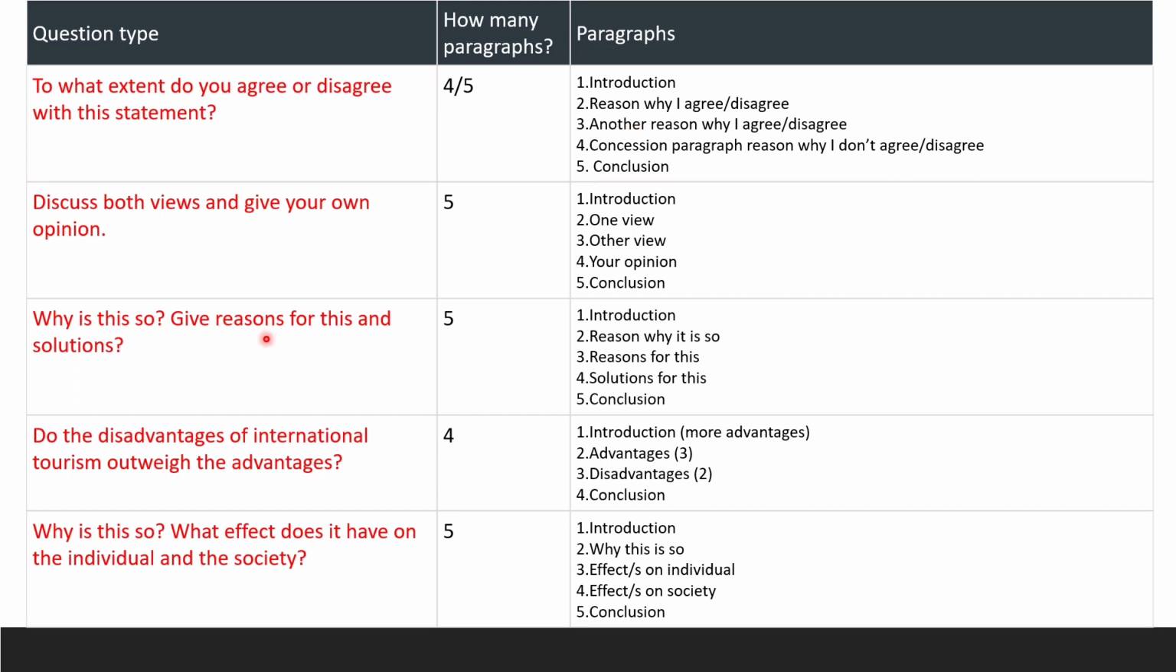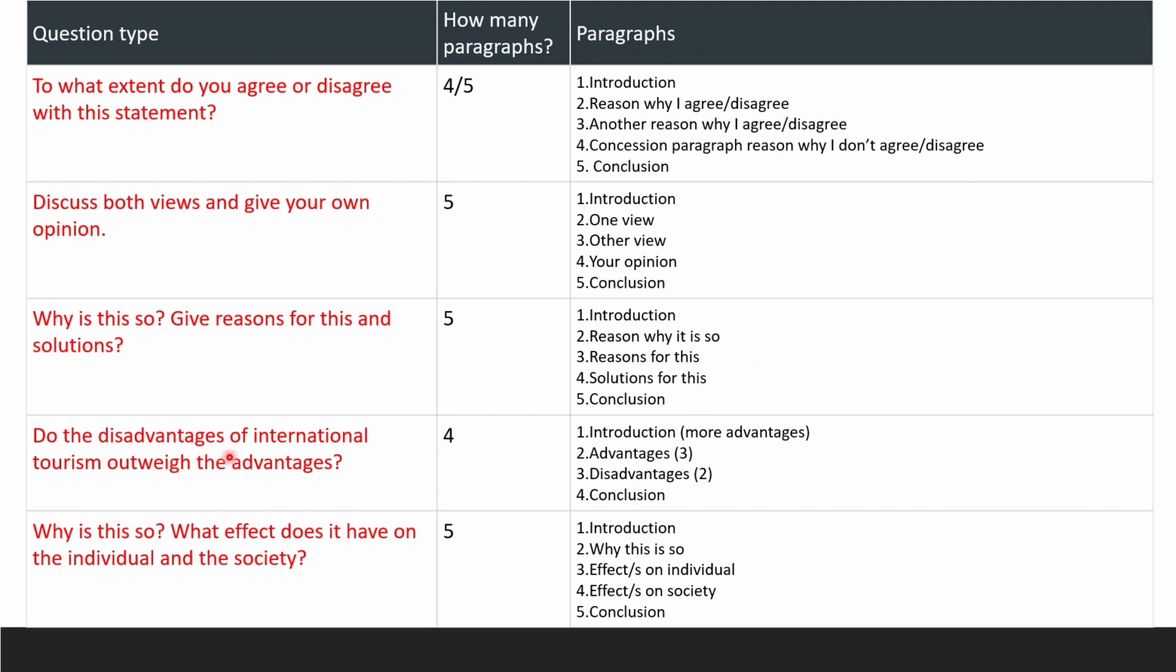Okay. Then why is this so? Give reason for this and solution. 5 paragraphs. Introduction, reason why it is so, reason for this, solution for this, and then the conclusion.